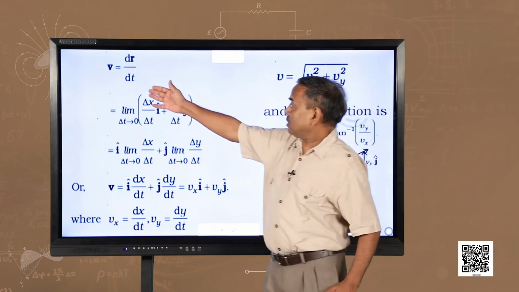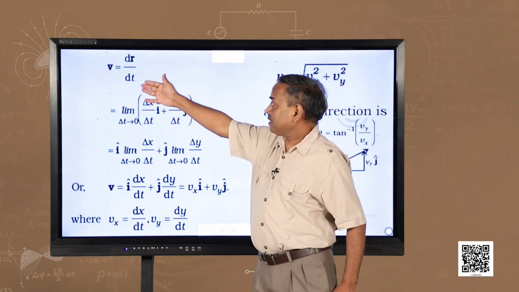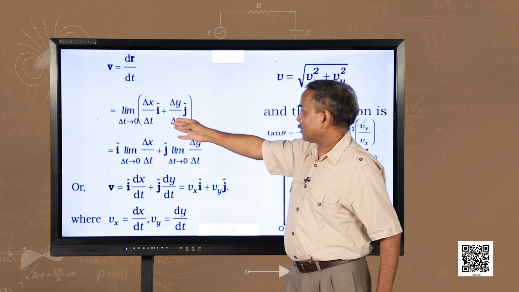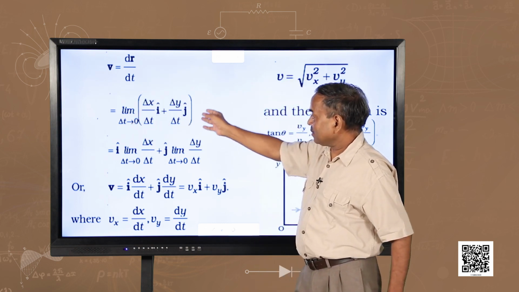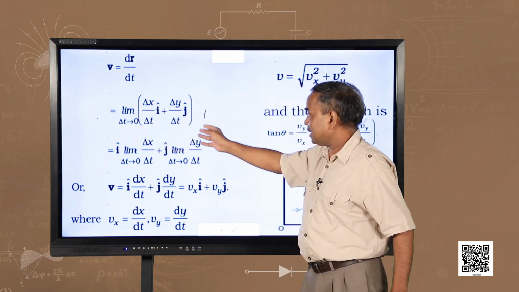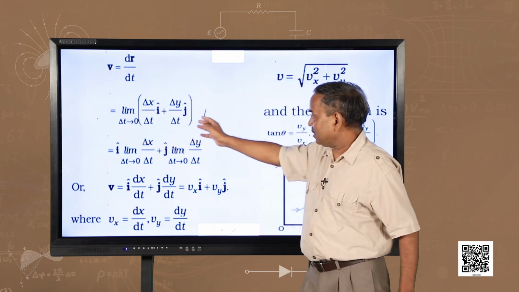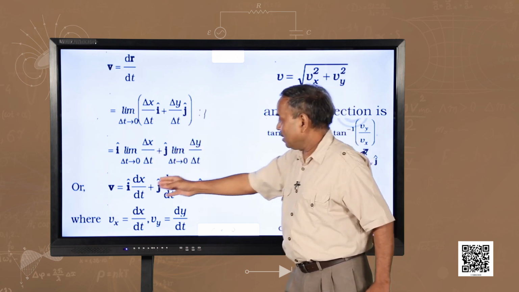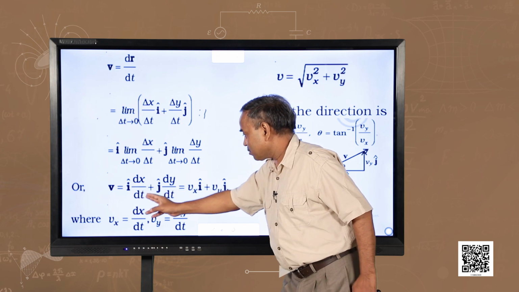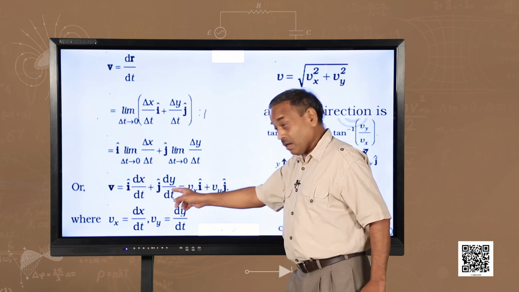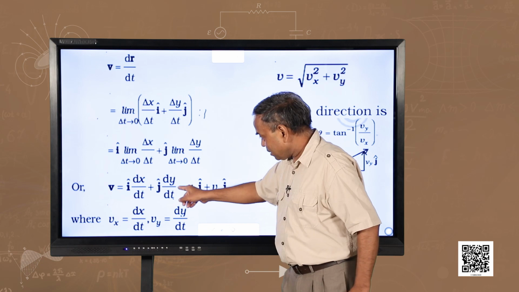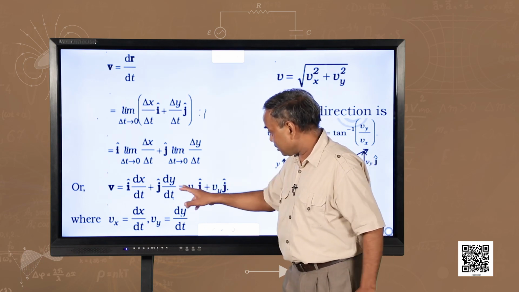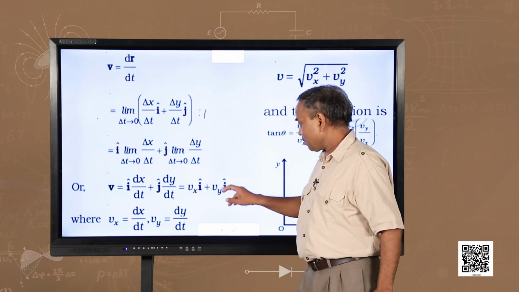So, the velocity is nothing but dr by dt, the rate of change of position vector with respect to time, or we can rewrite it in the component form like this. I need not reiterate on this; I am sure you can comprehend it very easily. Thus, I can write v is equal to i dx by dt plus j dy by dt, and if it is a case of 3 dimensions, another component k dz by dt will also come; do not worry about that. So, this becomes v x i plus v y j.